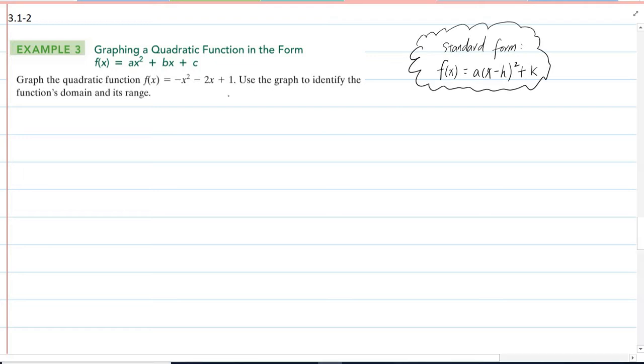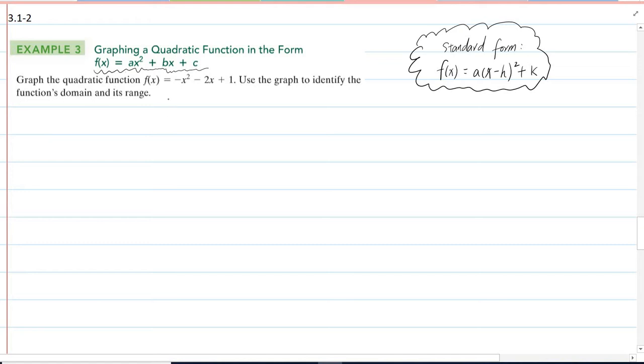Today we're going to graph a quadratic function in the form f of x equals ax squared plus bx plus c. Let's go ahead and work on this example. We want to graph f of x equals negative x squared minus 2x plus 1. We're going to start from here.